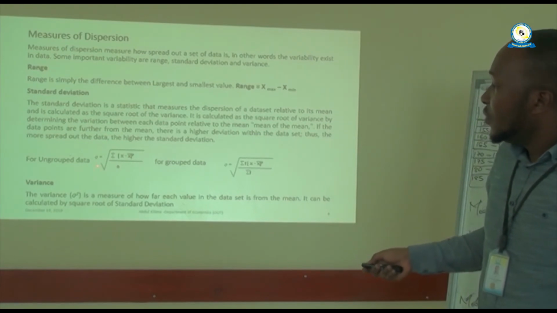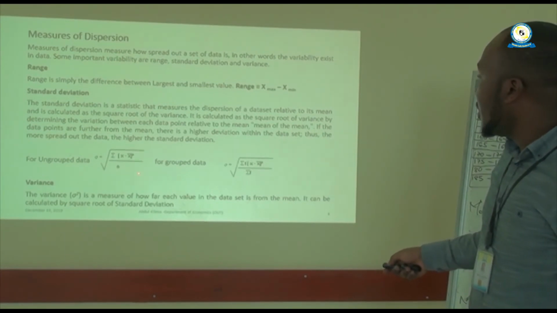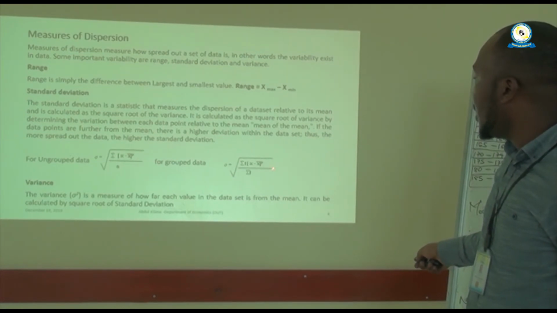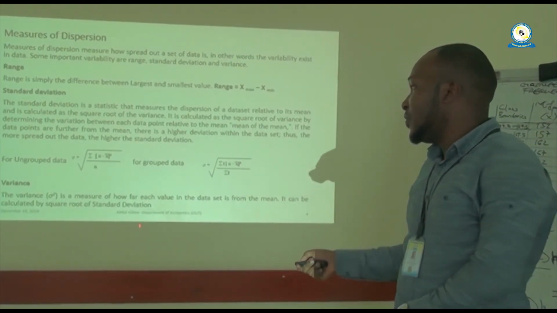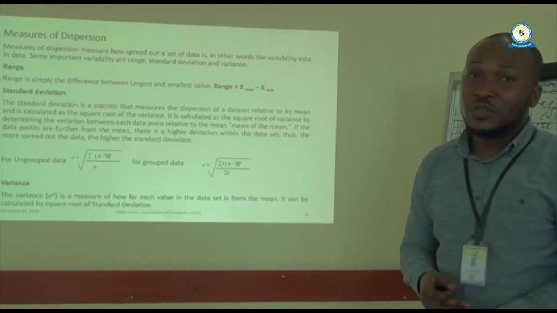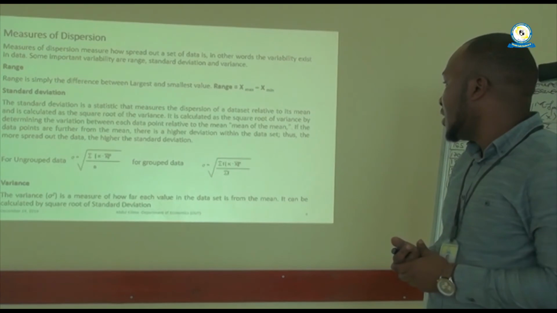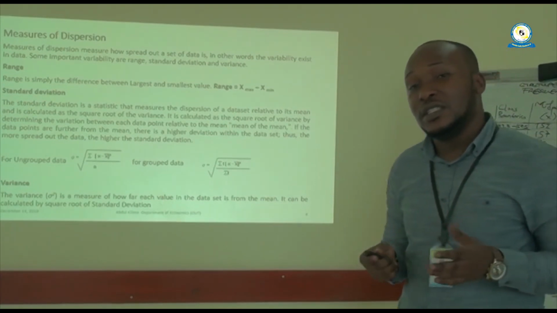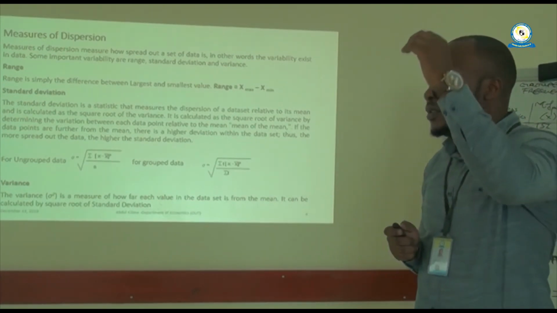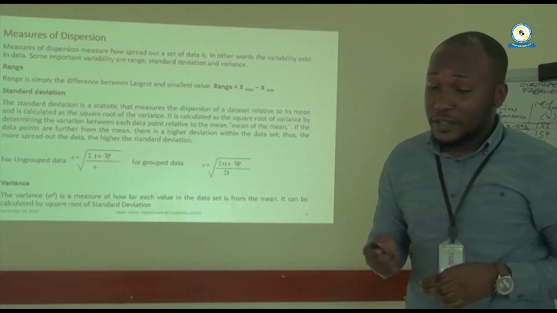Here are the formulas for grouped data. You can still use the table to get the standard deviation. For grouped data, this is the formula. Then we have the variance. Variance is simply the square of the standard deviation. It is a measure of how far each value of the data set is from the mean. We have seen 5.5, 5.6, and now we want to know how far the Tanzanians vary; that variation is the variance.